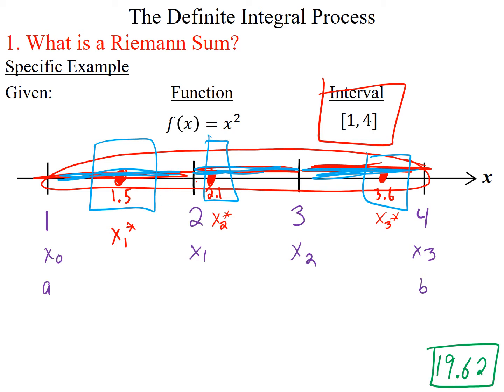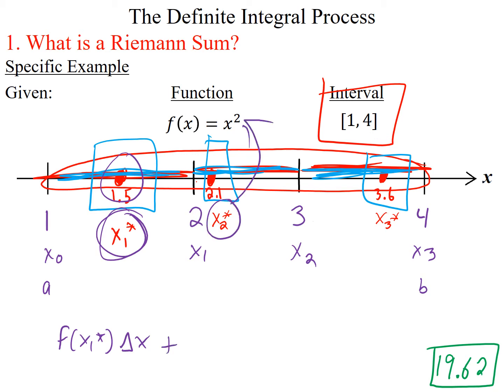So what did we do? We plugged in x1 star, right? 1.5 was x1 star, so it's f of x1 star times the width of the interval, which is delta x, plus, then we plugged in x2 star into the function. So that's f of x2 star times the width of the interval, which is also delta x, plus, then we did the same thing here. We plugged in, instead of me writing 3.6, I'm going to write x3 star. So it's f of x3 star delta x. So we calculated a sum like that.